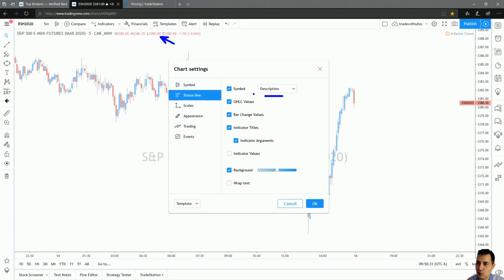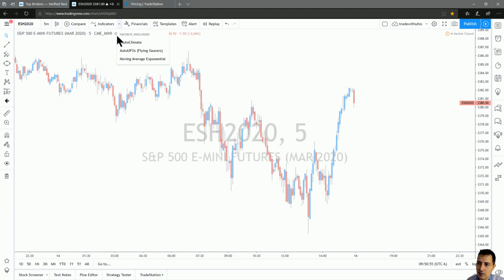You want to show the description, S&P 500 E-mini futures. You want to show the symbol as well. You want to show the open, high, low, and close values. If you add indicators, you want to show the title and the arguments. So for example, let's say I insert AutoUFOs. It's loading here, as you can see.